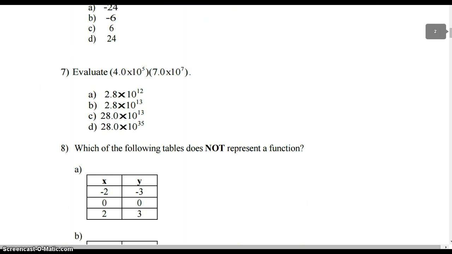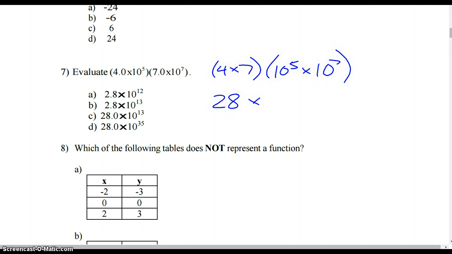Alright, number 7. Real quick way to do this. They want the answer in scientific notation most likely, but let's check. I would reorder the way that we multiply this, so I'd put 4 times 7 together and 10 to the 5th times 10 to the 7th together. We can reorder the way we multiply due to the commutative property, so I get 28 times 10 to the 12th, because these have the same base. That means I can add my exponents, 5 plus 7.